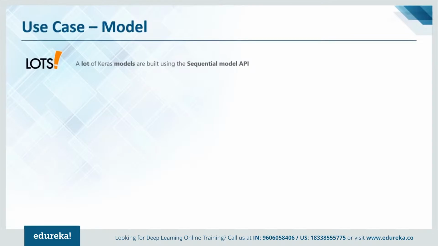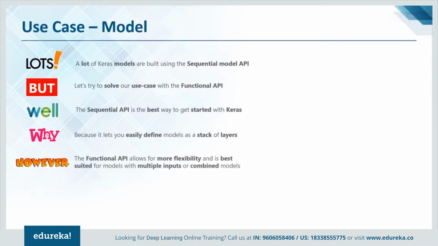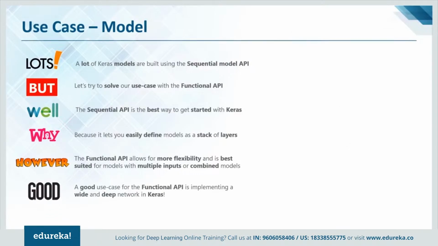A lot of Keras models are built using the sequential model API as I told you earlier. But let's make use of the functional API for our use case. Well, true, the sequential API is still the best way to get started with Keras. Why? Because it lets you define models easily as a stack of layers like I explained earlier. However, the functional model allows for more flexibility and is best suited for models with multiple inputs.